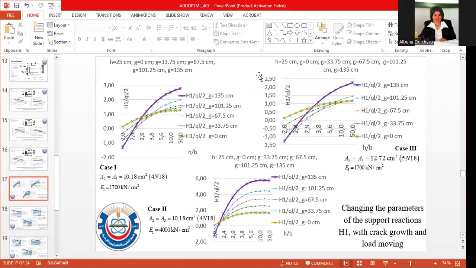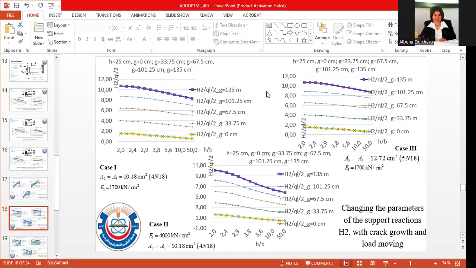How does H1 change? It is possible to see on the next graph, the changing parameter of the support reaction H1 with crack growth and load moving. On case 2, we have the bigger H1, and that is the position when the load is close to the free end of a beam.